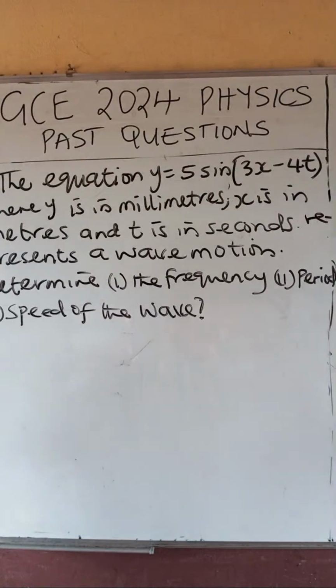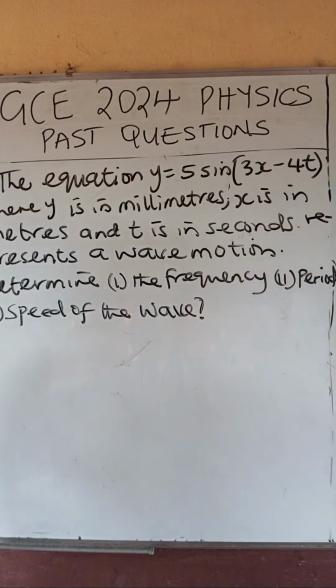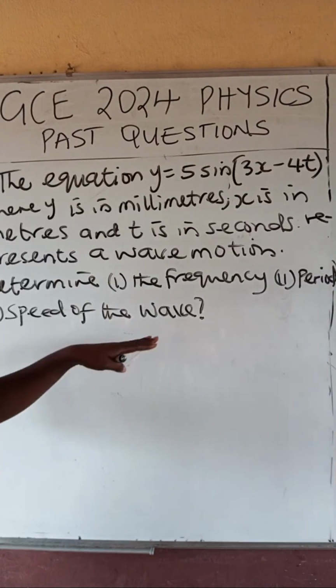All right. So let's look into this equation. Number 9: the equation y = 5 sin(3x - 40), where y is in millimeters and x is in meters, t is in seconds, representing a wave motion. Determine I, the frequency, the period, and the speed of the wave.